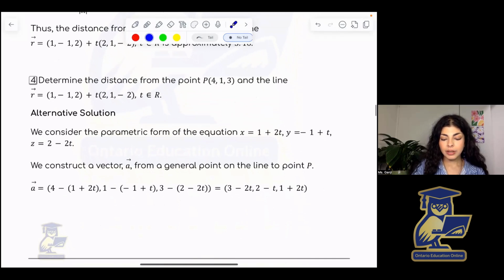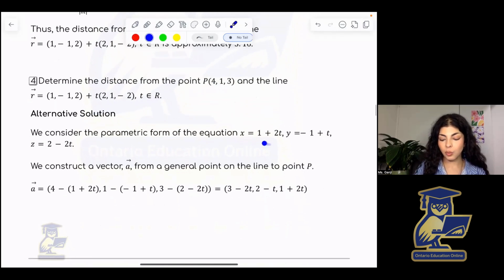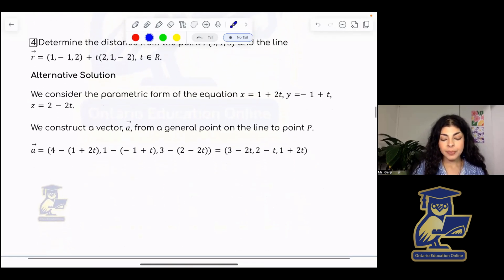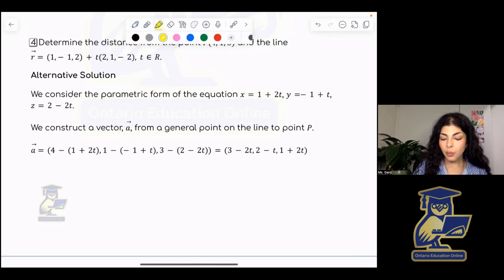So consider, again, same point and same line. Consider the parametric form of this equation. So x is 1 plus 2t, y is negative 1 plus t, and z is 2 minus 2t. Now, we construct a vector A, and it's from any general point on the line to point P. So now we're not just picking point Q, we're picking a random point. And remember, any random point will satisfy this parametric equation. So it will have an x that will be 1 plus 2t, a y that's negative 1 plus t, and a z that's 2 minus 2t.